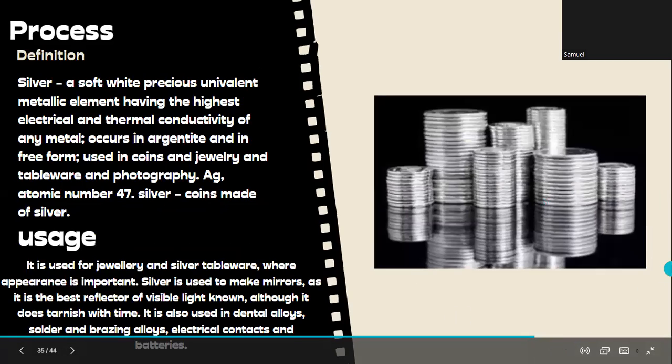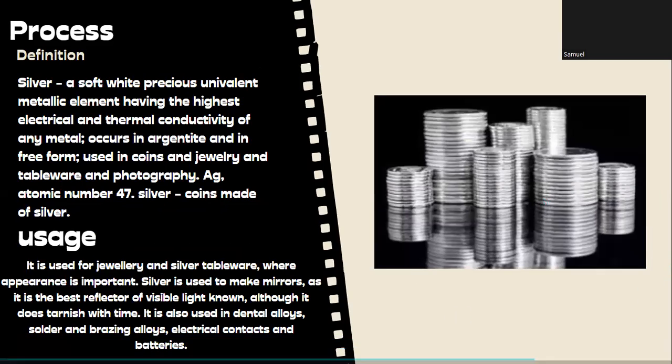And the next is silver. Silver is a soft, white, precious, univalent metallic element having the highest electrical and thermal conductivity of any metal. Occurs in argentite and in a free form. Used in coins and jewelry and tableware and photography. Ag, atomic number 47. Silver, coin made of silver.